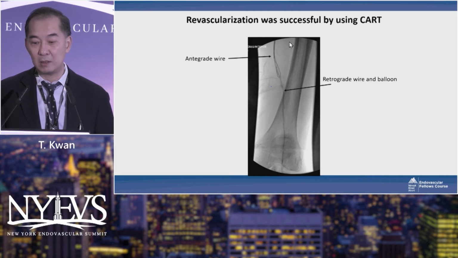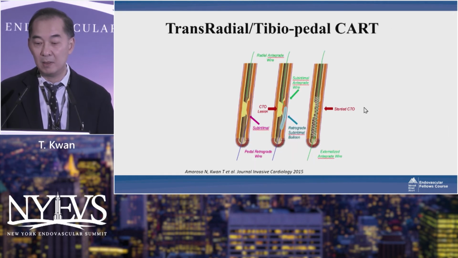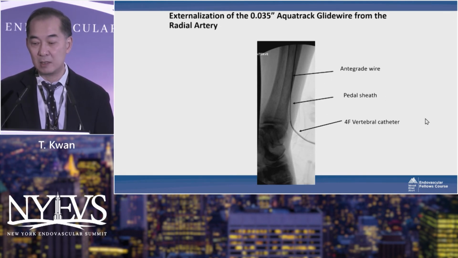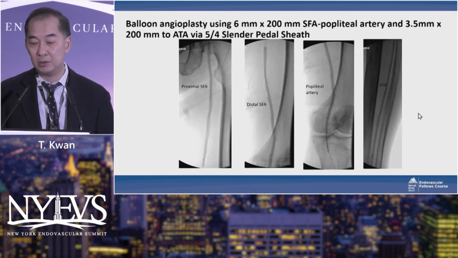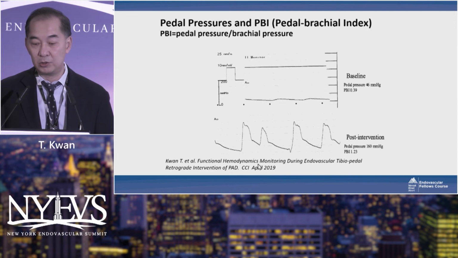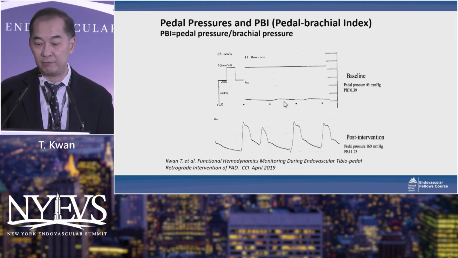And this one uses the CART technique. We use an antegrade 0.035 glide wire going down, and a retrograde wire and balloon. And this is a radial-pedal CART. We externalize the guide wire from the pedal sheath, and everything goes up backward, retrograde, with stenting and balloon. This is the final angiogram: SFA and AT all revascularized. And we can see the pressure increase from a flat line to a good pressure from the pedal pressure.